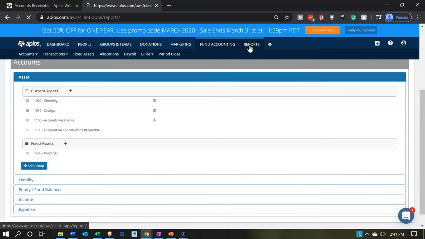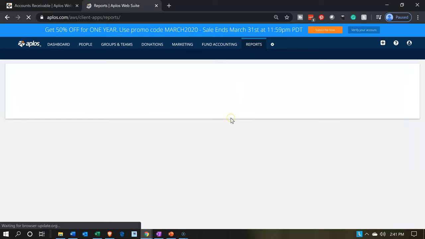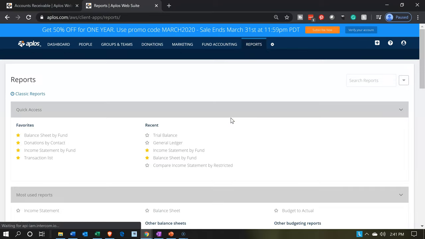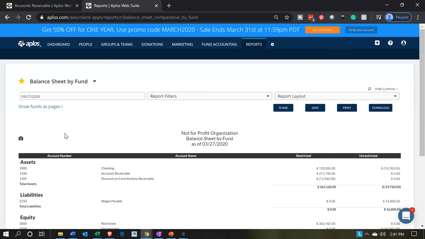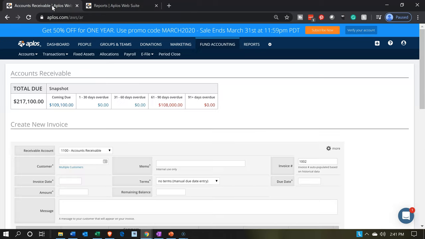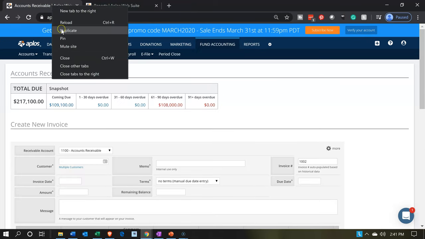We're going to go to the reports on the right hand side. Opening up our reports, we're going to look at the balance sheet by fund. So we'll open up the good old balance sheet by fund. Let's go back to the tab to the left and then right click on it, duplicate it.